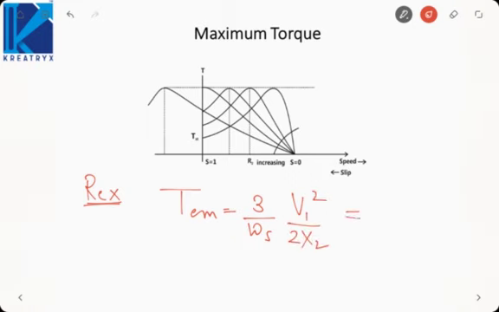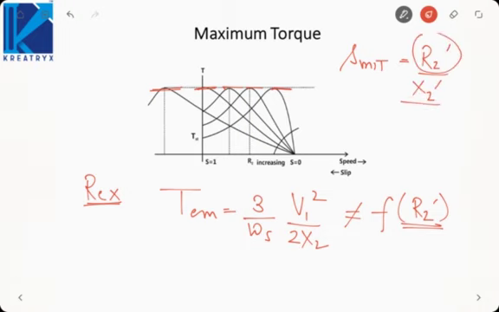So it is not a function of R2 dash. That means by adding the external resistance, the maximum torque will remain the same. Okay, so maximum torque does not change as we add the external resistance. But slip for maximum torque is R2 dash by X2 dash. So as we increase the rotor resistance by adding external resistance, the slip at which maximum torque will occur will increase, and the speed at which maximum torque occurs will decrease. As the slip increases, the speed will decrease.